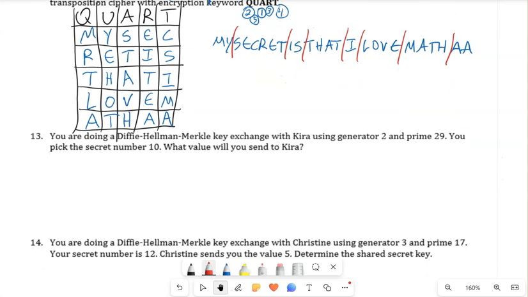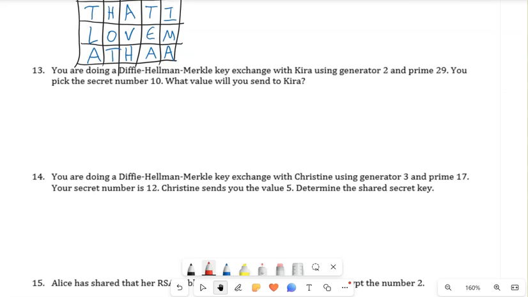Number 13. You are doing a Diffie-Hellman-Merkle key exchange with Kira using generator 2 and prime 29. You pick the secret number 10. What is the value you will send to Kira? So the process of the Diffie-Hellman-Merkle key exchange is you choose the generator and prime that you and Kira are going to work with. You pick your secret number.